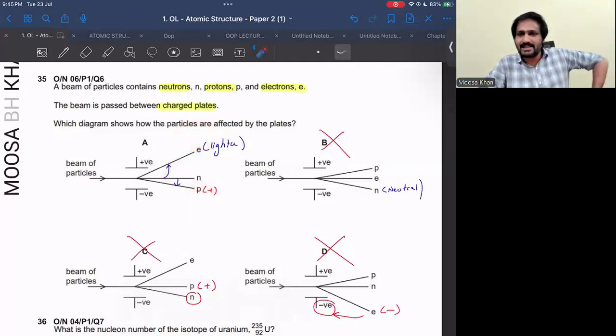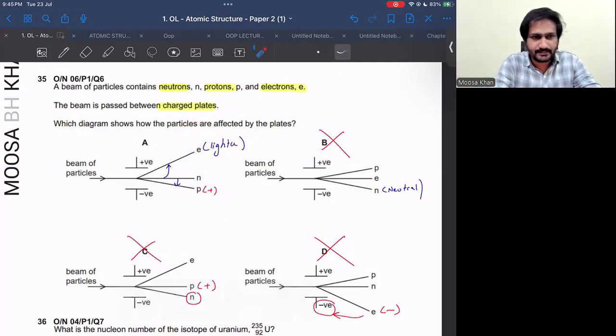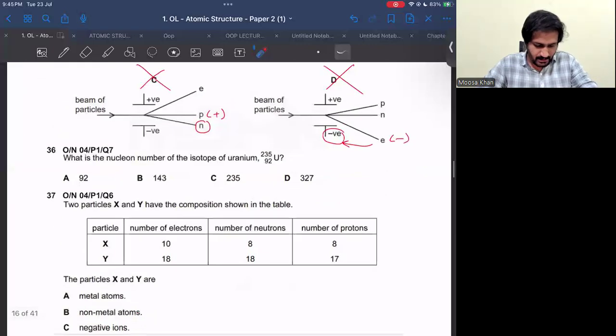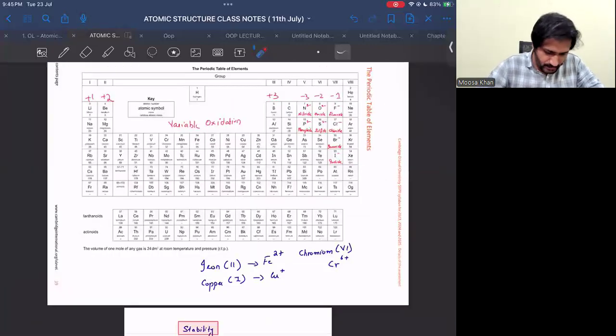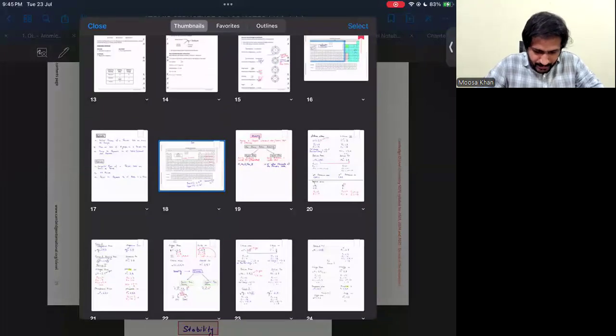Okay? Make sense? Shall we move ahead? Let's move towards paper 4 or paper 2, the theory question.